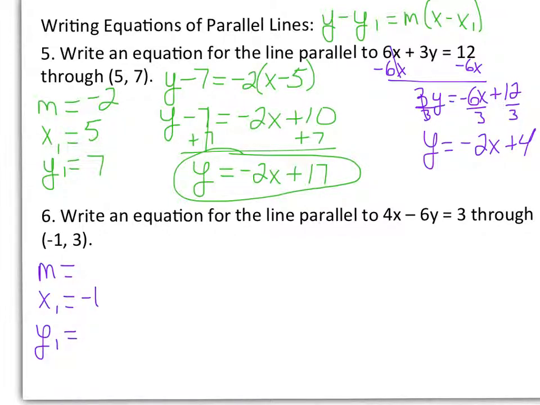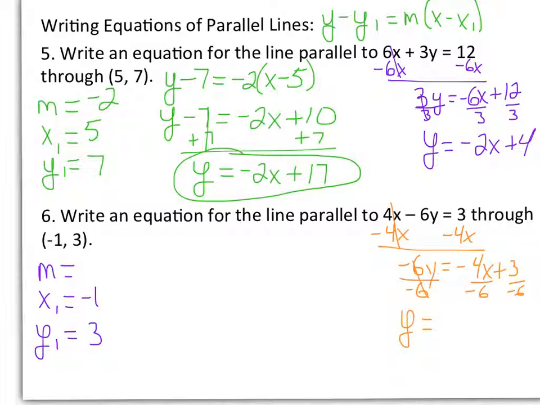Our x1 will be negative 1, y1 will be 3, and we have to solve for y to determine what our slope will be. Oops, this should be a y. There we go. Divide everything by negative 6. And I'm going to reduce negative 4 over negative 6 to a positive 2/3. And 3 divided by negative 6 is negative 0.5 or negative 1/2. So the slope I'm going to use is 2/3.